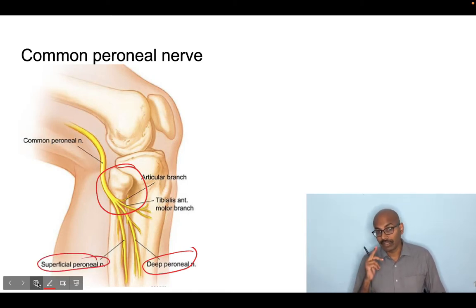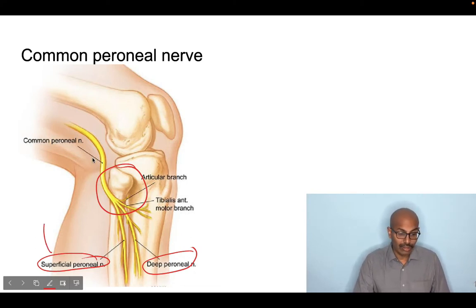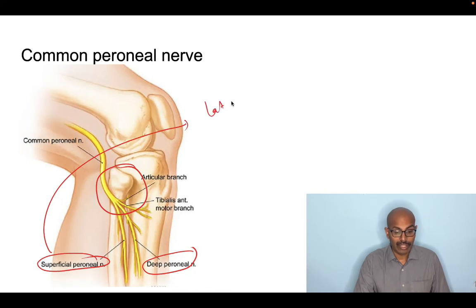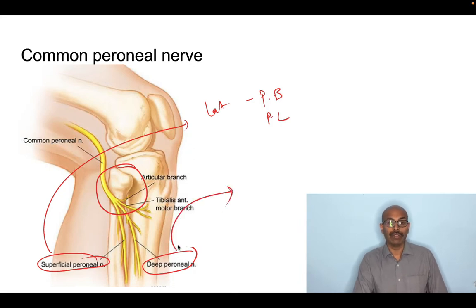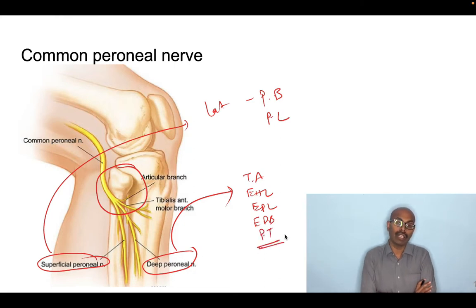What are the muscles in the lateral compartment of the leg? It is peroneus brevis and peroneus longus. And what are the muscles in the anterior compartment which are supplied by the deep peroneal nerve? It is tibialis anterior, extensor hallucis longus, which extends the great toe, extensor digitorum longus, extensor digitorum brevis, and peroneus tertius. Remember peroneus tertius, it may be a good Google in your exam.